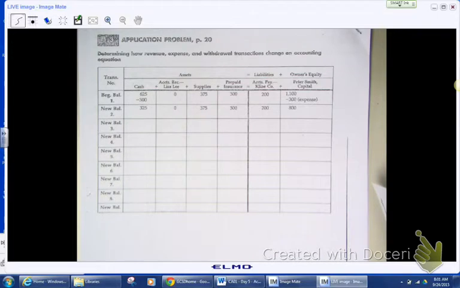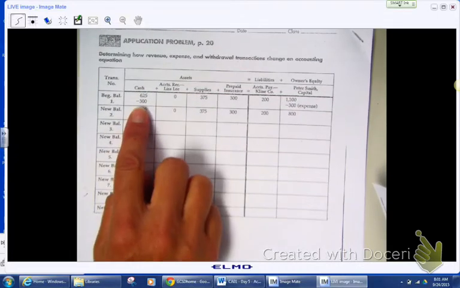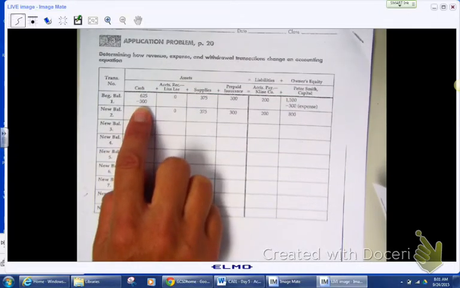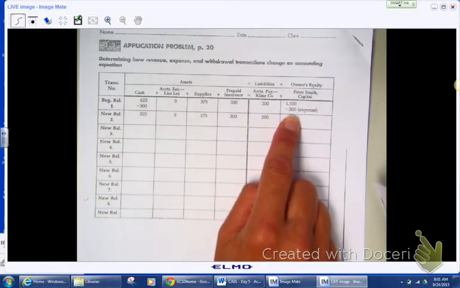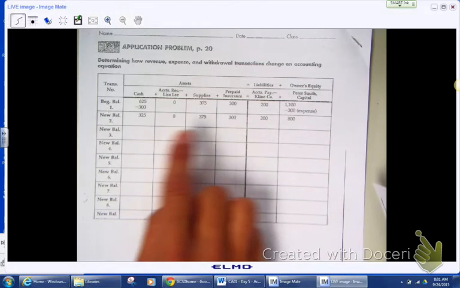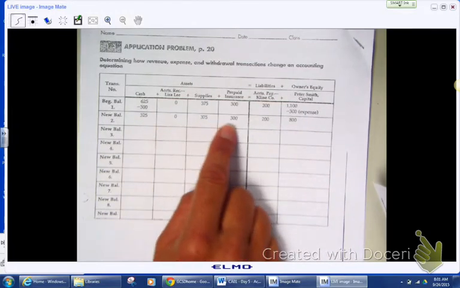The first transaction, which is the one that's a given: paid cash for rent, $300. So what are the two accounts that are affected? We know it's cash and rent, which is an expense. When we pay cash, it's going to be a minus to our cash account, and an expense is going to reduce our owner's equity account. And then we bring all of our balances down.